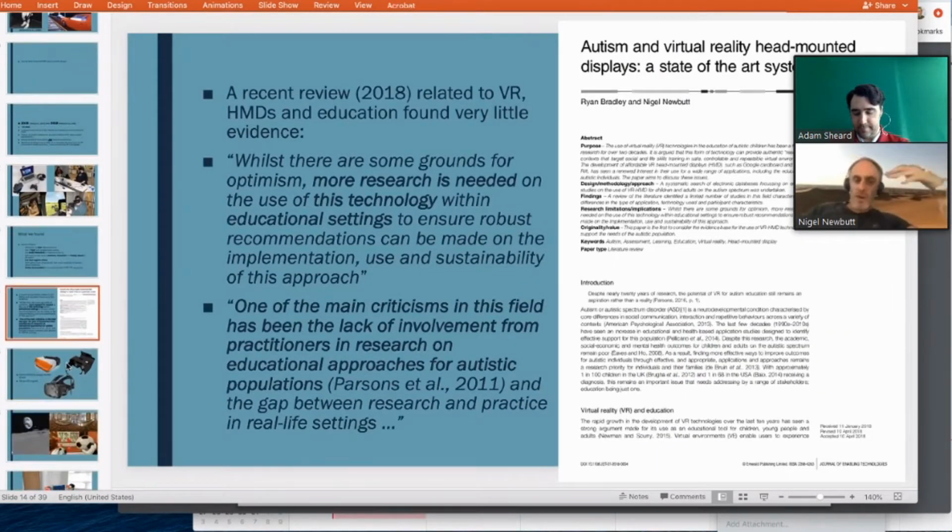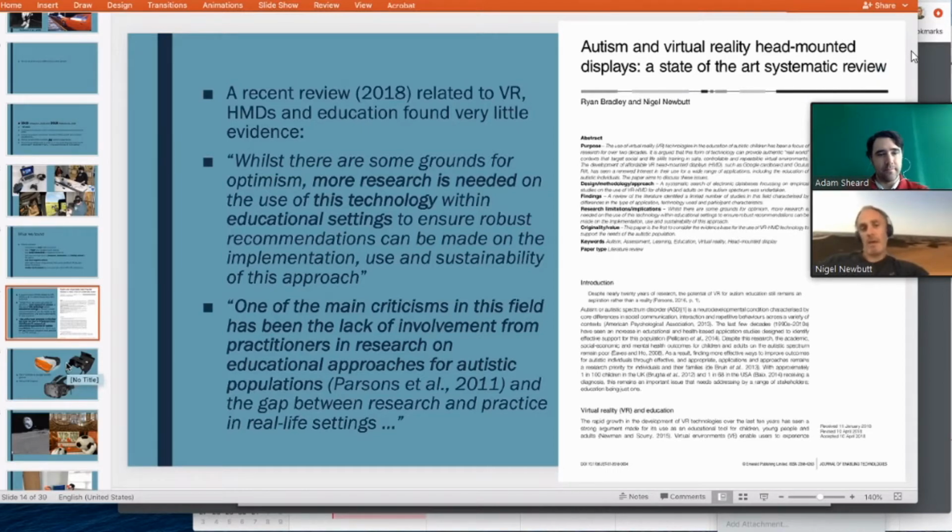So then the question comes about, if head-mounted displays are acceptable and there is a willingness to use these technologies by autistic people, how and where can they then be used? And one of the premises is that using them in educational contexts and as an educational technology could, as it says here, ensure sustainability of these types of technologies. But there was also a criticism in the field, made by Sarah Parsons in 2011, that there's been a lack of involvement from practitioners in research on the educational approaches for autistic populations. So again, this research to practice gap was still quite wide.